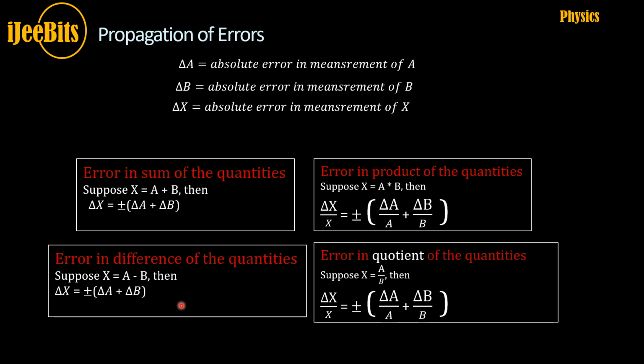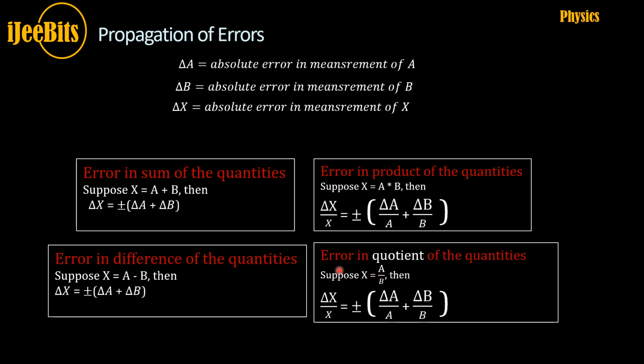Okay, error in the product of quantities. Let's say your equation is X is equal to A multiplied by B. What you get is delta X by X, which is what you are trying to calculate for the error, equals delta A by A plus delta B by B. That is the error in the product of quantities.